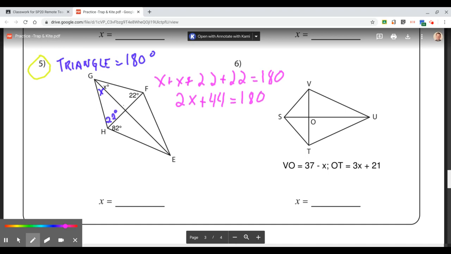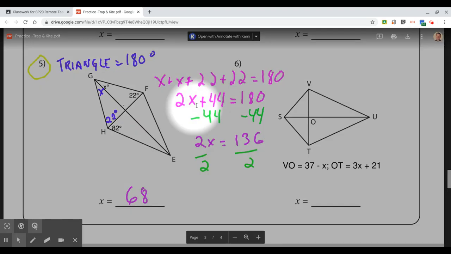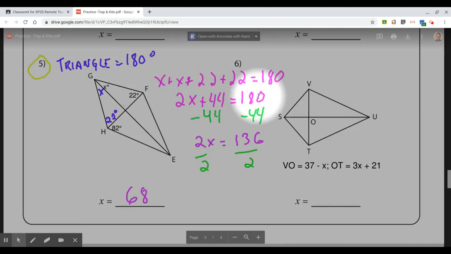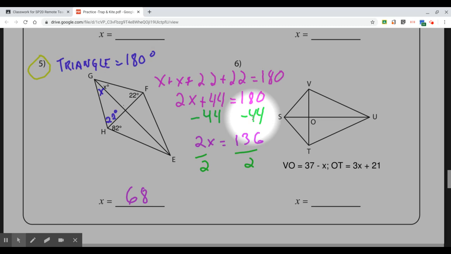All right, now let's apply like terms to both sides of the equal sign. And let's solve for x. All right, so let's look at this. So we have 2x plus 44 equals 180. You're going to subtract 44 from each side. Then you're going to get 2x equals 136. Then you need to divide each side by 2. And you're going to get x equals 68.